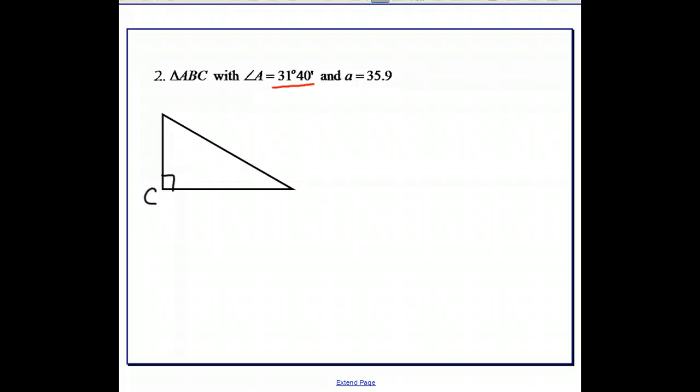Well, hey, maybe you're saying to yourself right now, Mr. Lang, I know how to convert that. We're just going to divide by 60. We get 31 point something. Well, what is it?